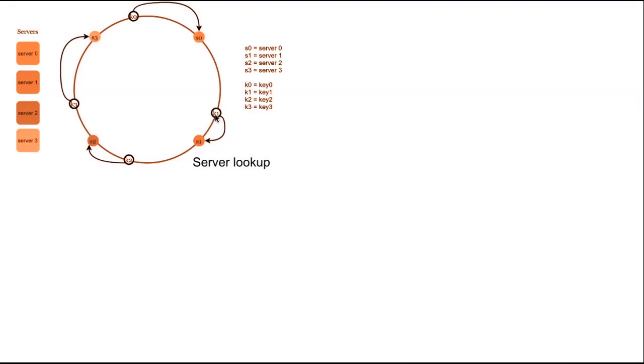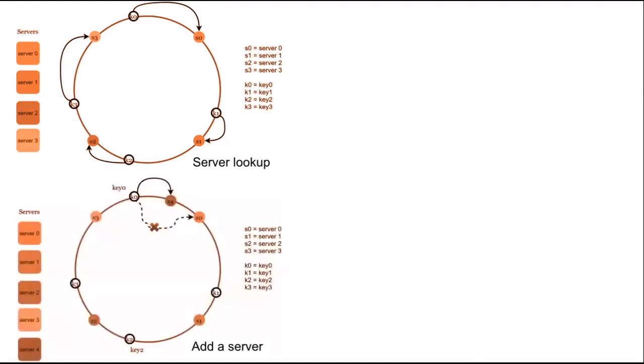Similarly, going clockwise from K1, we can say K1 is stored on server 1. Going clockwise for K2, K2 is stored on server 2. And going clockwise from K3, K3 is stored on server 3, right? So this is how server lookup works on a hash ring. Now let's try to add a server to our hash ring. Using the logic described above, adding a new server will only require redistribution of a fraction of keys, not all keys as we saw before.